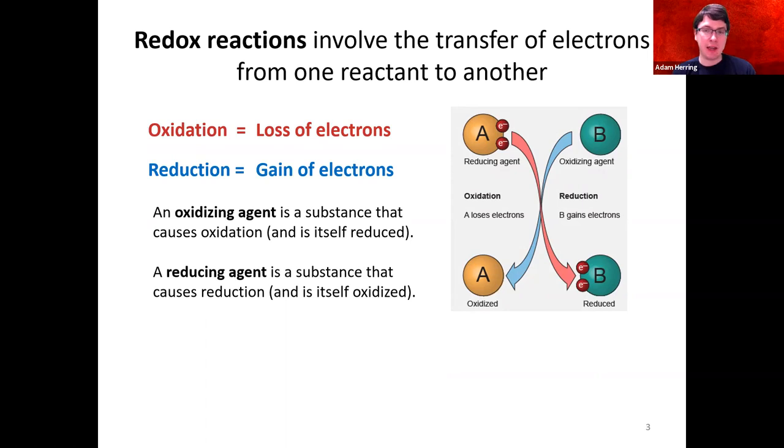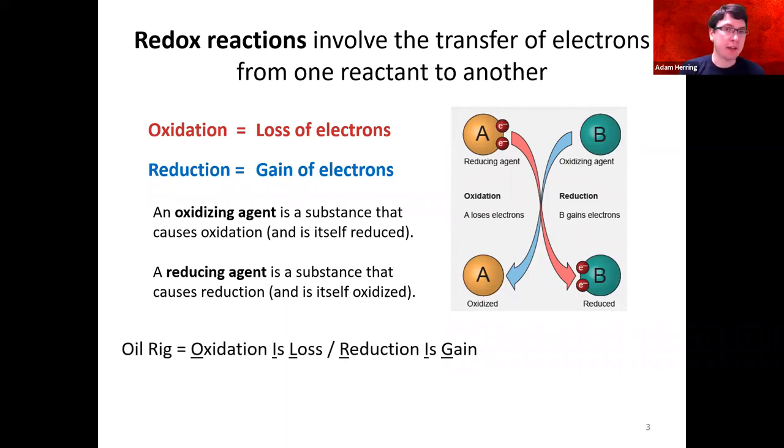What we see is that substance A has 2 electrons in excess, and it gives them to substance B. Because substance A is losing electrons, that's oxidation. It's being oxidized. And because substance B is gaining those electrons, then we say that it has been reduced. Therefore, A reduced B and B oxidized A.